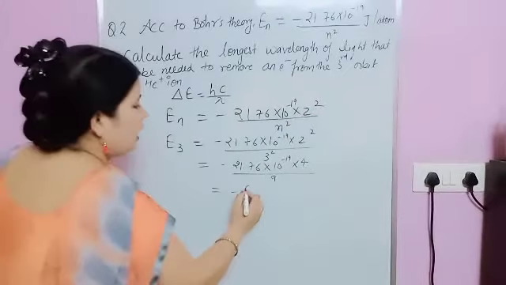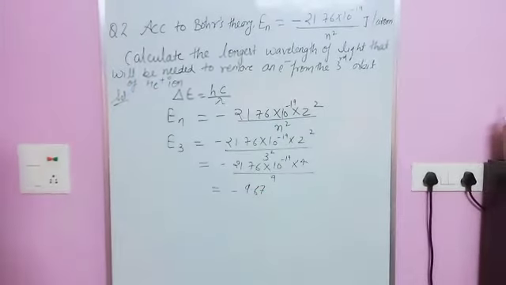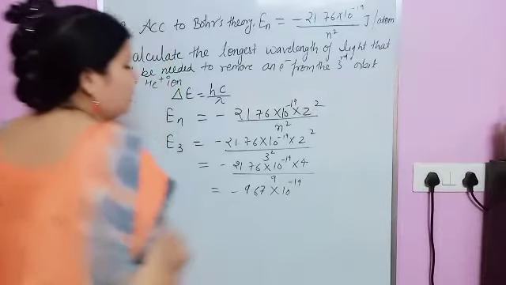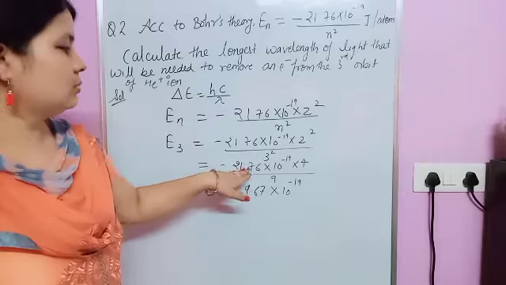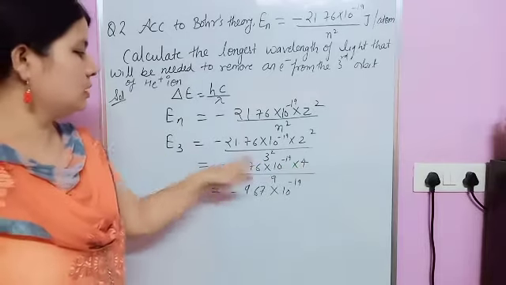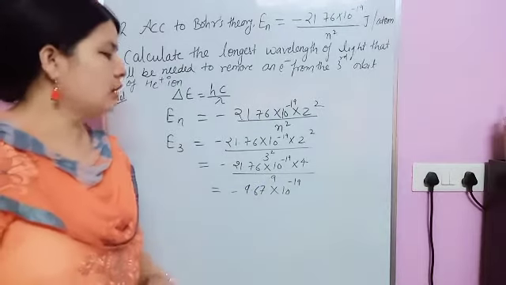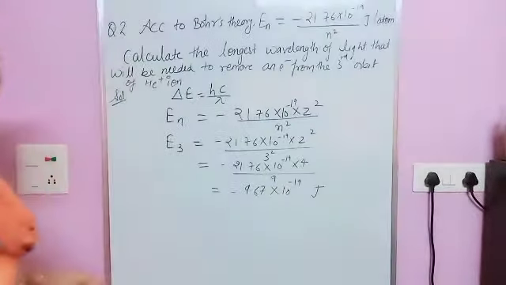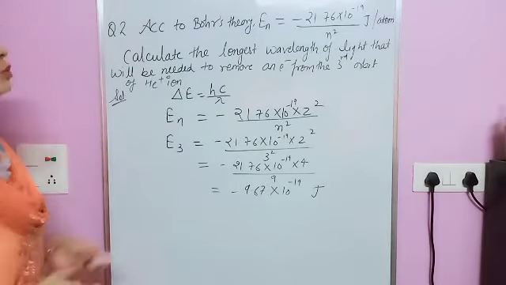To solve it, after solving this, your answer is 9.67 into 10 to the power minus 19. Just see, this one is around 2 point something, and I multiply by 4, so your answer is minus 9.67 into 10 to the power minus 19, and that one is joule per atom. Now next thing is, you have to calculate what?